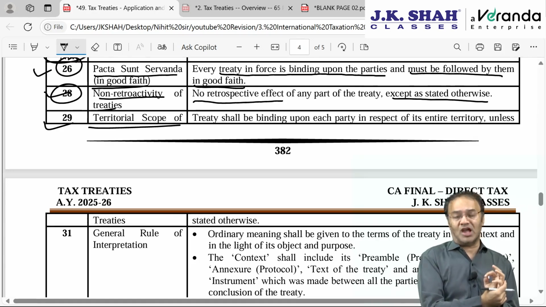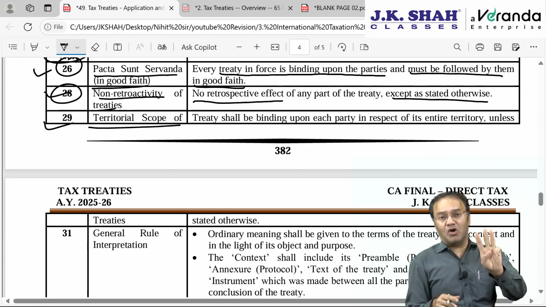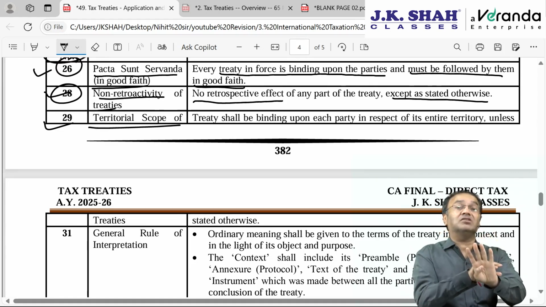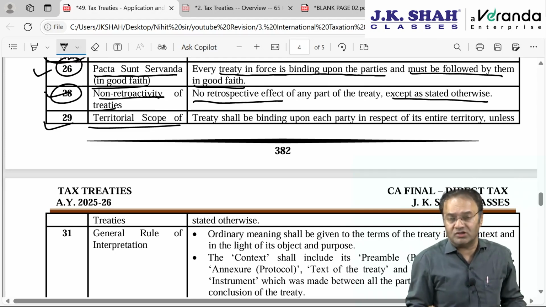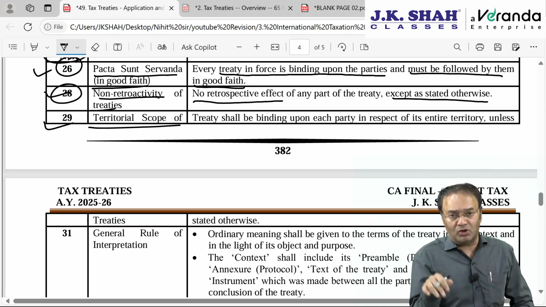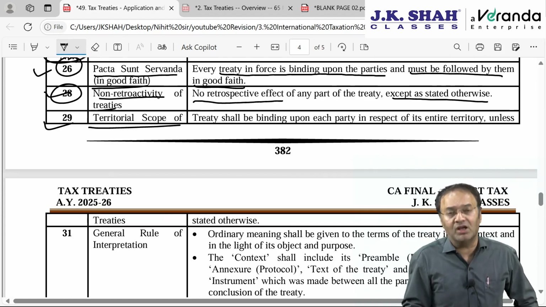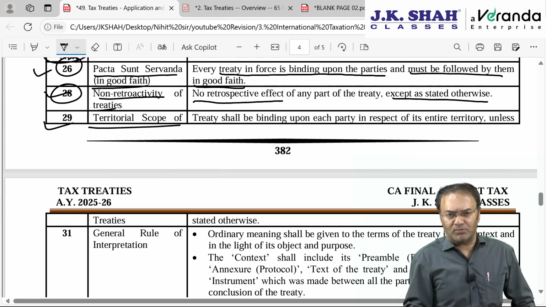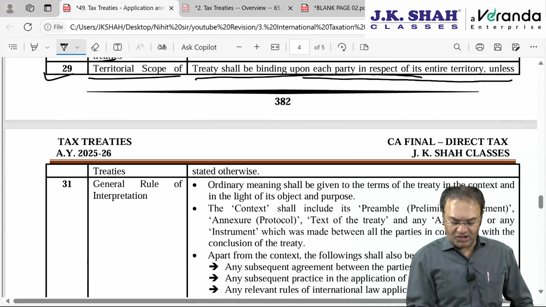China, if you talk about, comprises mainland China, then Tibet, Hong Kong and Taiwan. Taiwan says we are a separate country, but China says you are a part of China. So in such a situation, if we enter into a treaty with China, China will have to clarify whether the treaty will apply to only mainland China or the entire China, including Hong Kong, Tibet and Taiwan. They call it PRC, People's Republic of China. So a treaty shall be binding upon each party in respect of its entire territory unless stated otherwise.